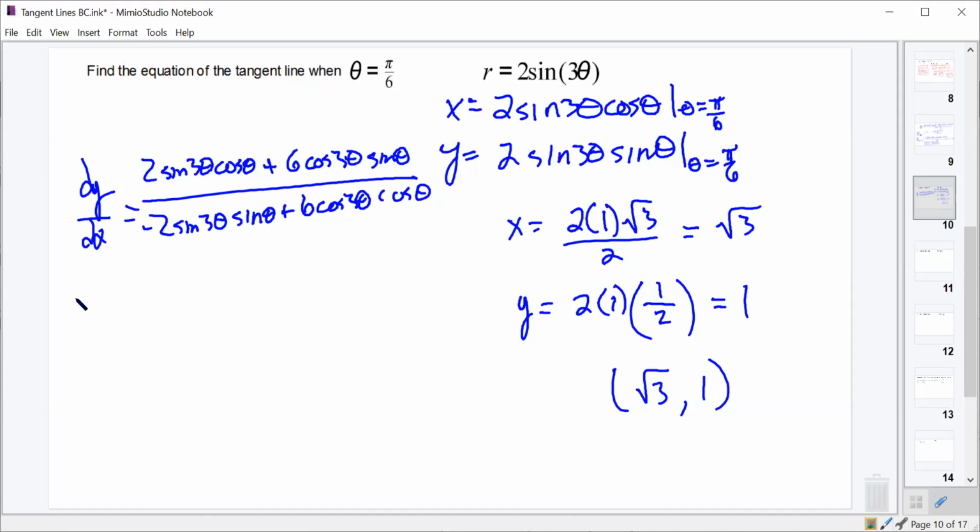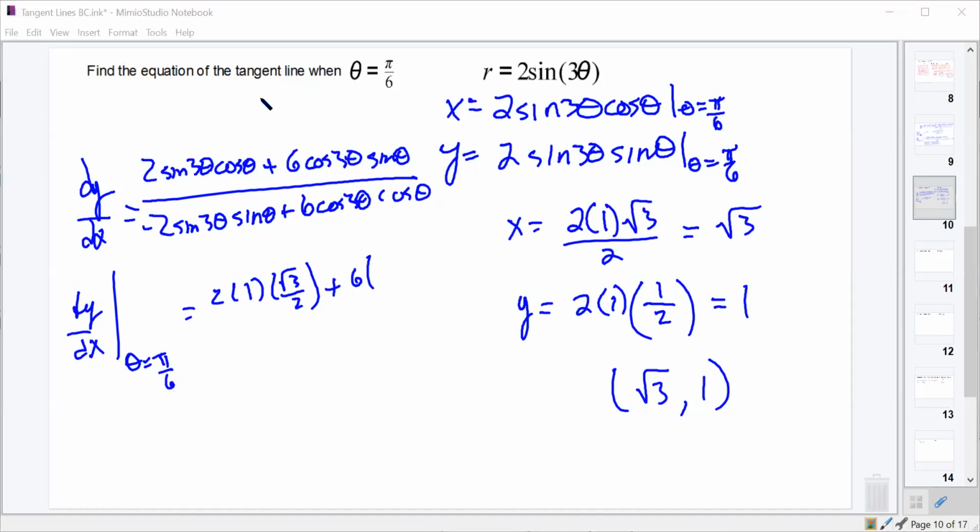All right, and so dy dx at theta equals pi over 6 should be what? We already know that the sine of 3 theta is going to equal 1 every time. So we got 2 times 1 times our root 3 over 2 plus 6 times, now we're looking at cosine of 3 theta, which is the cosine of pi over 2. What's the cosine of pi over 2? 0, so that's going to cancel out conveniently.